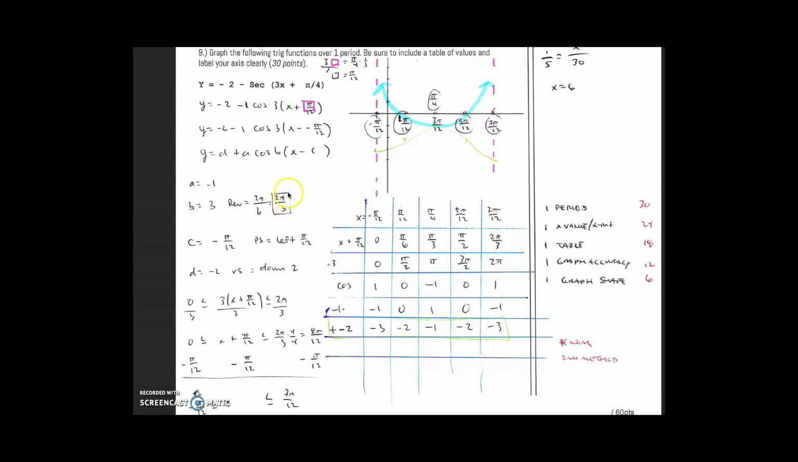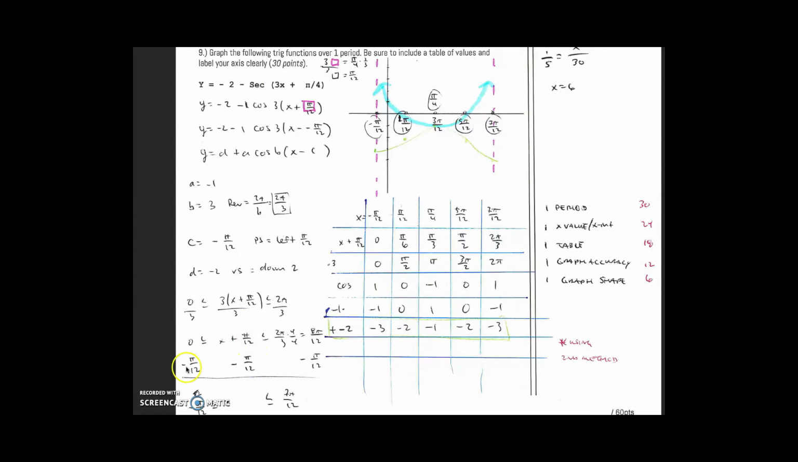Although the length of the graph, completion of one graph by one period, is 2 pi over 3, we're going to have a start point and end point. My start and end point, I'm going to put everything to the right of the trig function, and you can choose any of these. I just chose to use the factored form. 3 times x plus pi over 12 here. I'm going to divide by 3 on each of those, so I get 0 less than or equal to x plus pi over 12, and then 2 pi over 3.